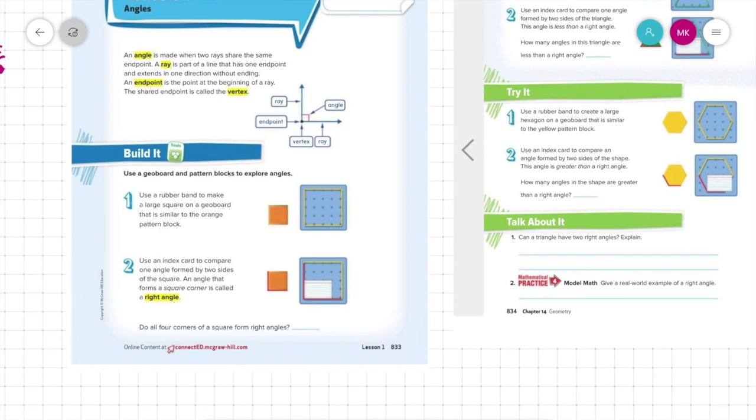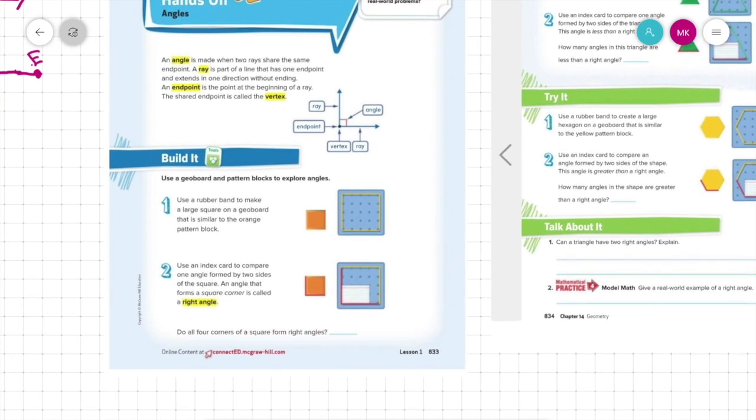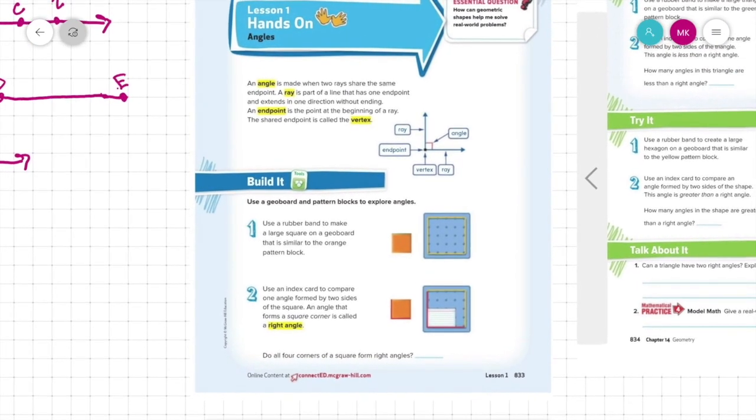So, use a geoboard and pattern blocks to explore angles. So, we don't have the opportunity to have geoboards, but what we can do is we can set up our own geoboards on the side. All right. So it says, use a rubber band to make a large square on the geoboard that is similar to the orange pattern block. So I'm going to change my color so we can see this. We can draw a square, right?